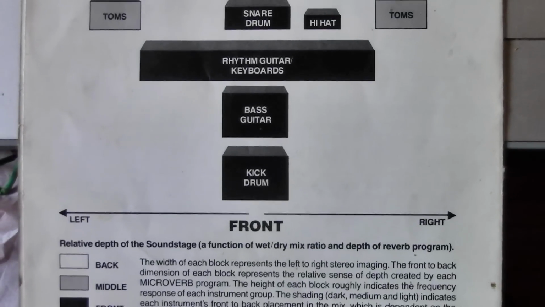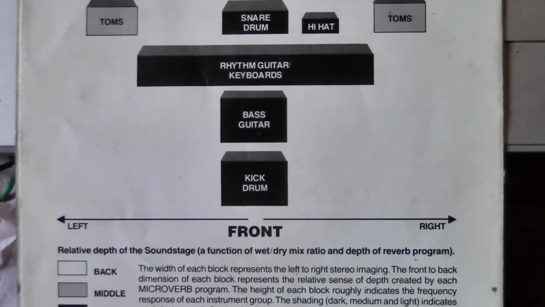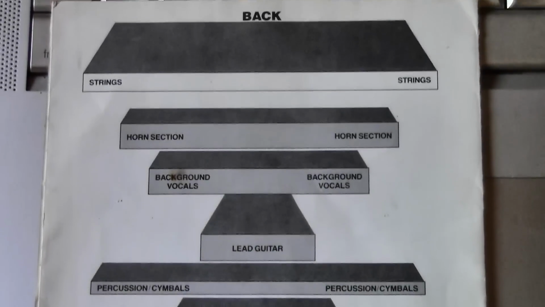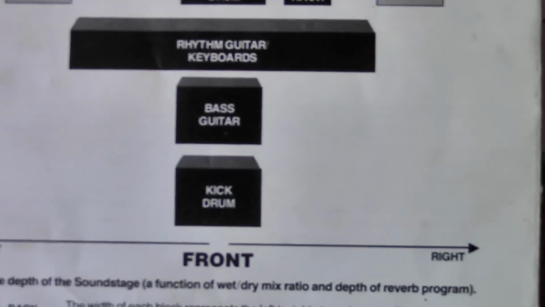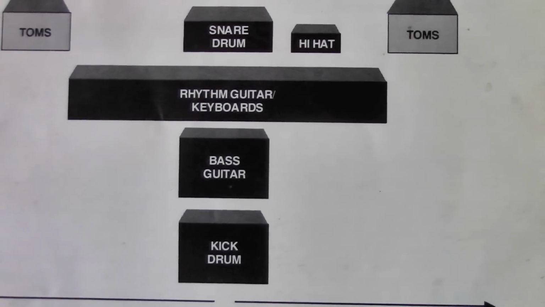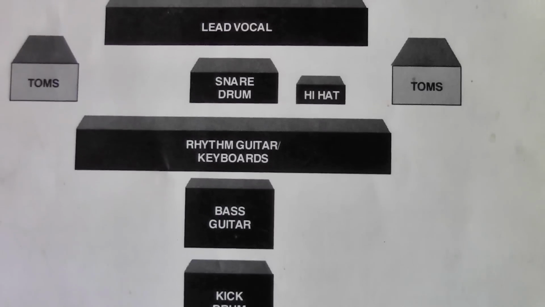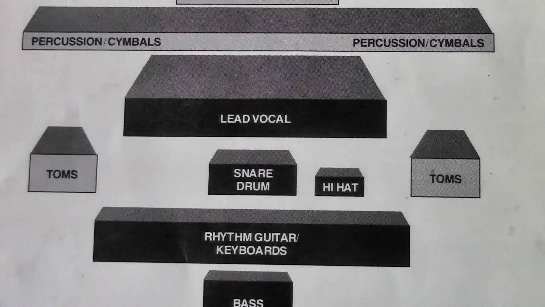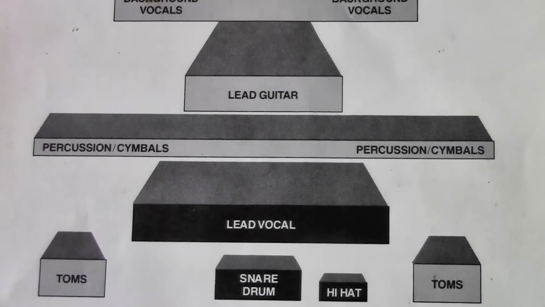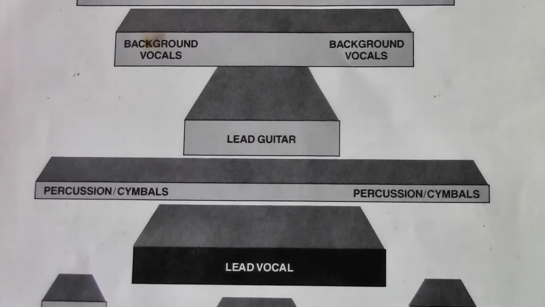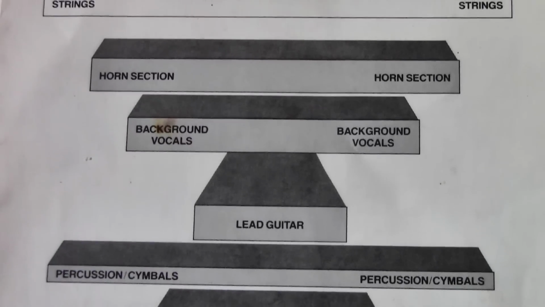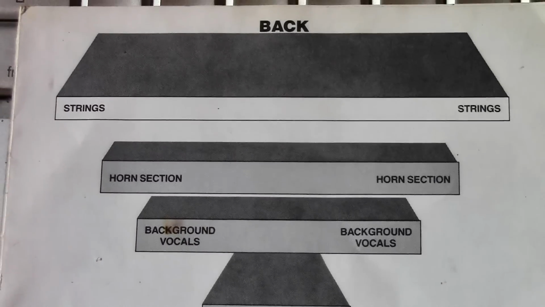On the diagram here, I've got a representation of the stereo sound stage. So you've got the front of the stereo sound stage, left and right, and you've got the back of the mix. At the front, you've got the kick drum, the bass guitar, the keyboards and rhythm guitar. You've got the toms spread either side, the snare drum and the hat, and the main vocal are all fairly at the front of the mix. And then you've got the percussion cymbals spread right across the stereo field in the sort of centre of the mix. Behind that is the lead guitar, and then the background vocals, and then the horn section, and finally right at the back of the sound stage is the strings.